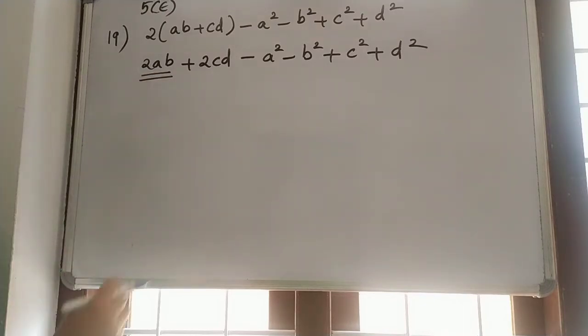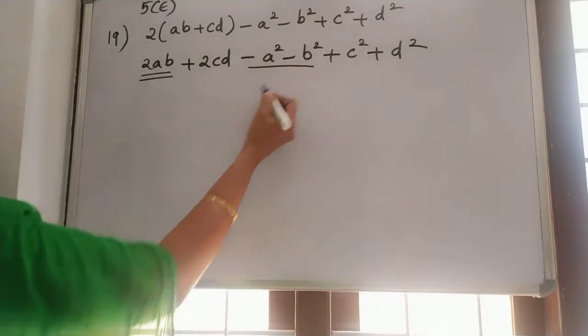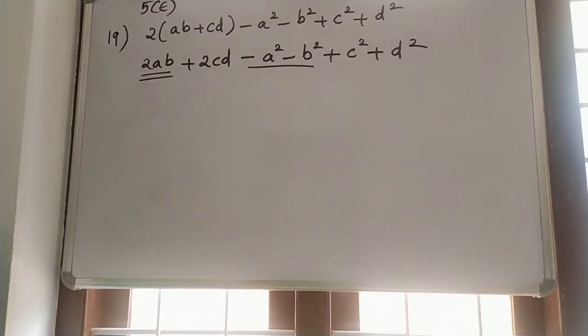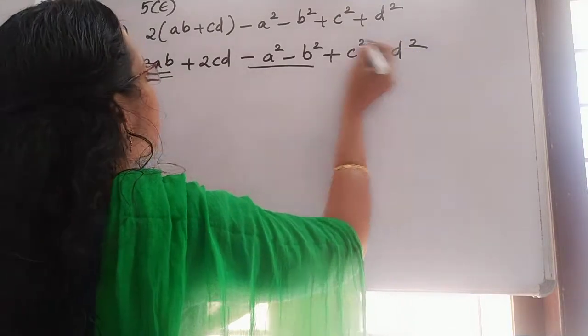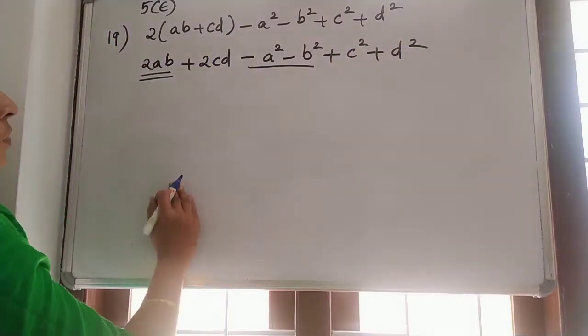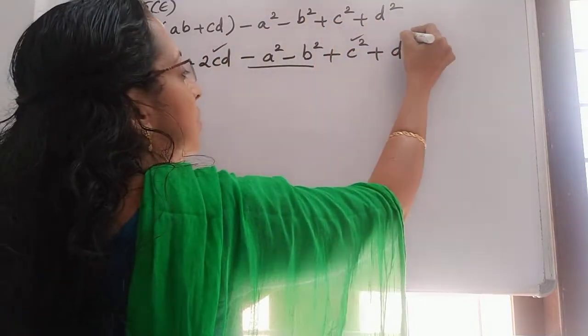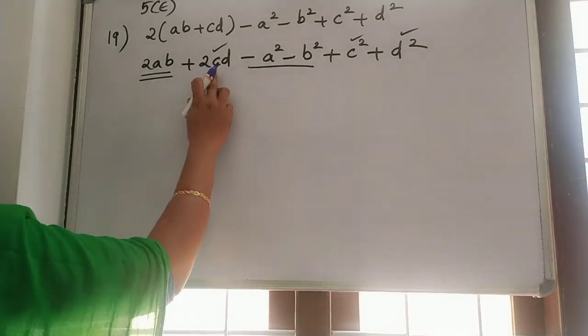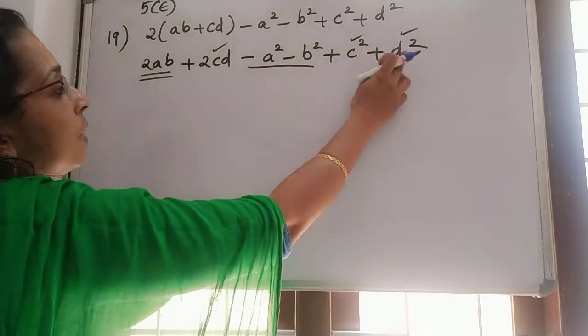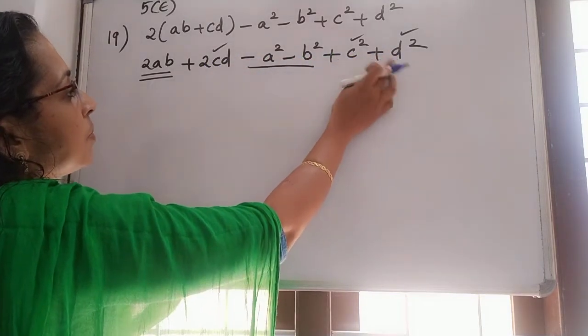So, here a square minus b square is there. So, how can we combine that? Here also c square plus d square is there. Here 2cd is there. So, these three we can write in terms of what? C plus d whole square. These three: 2cd, c square, d square. This is in the form of c plus d whole square.